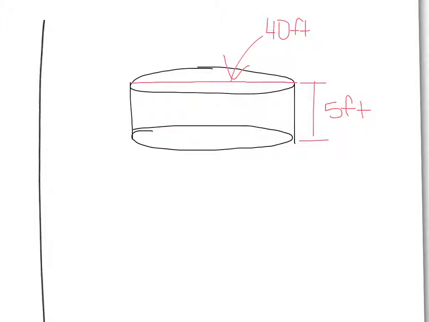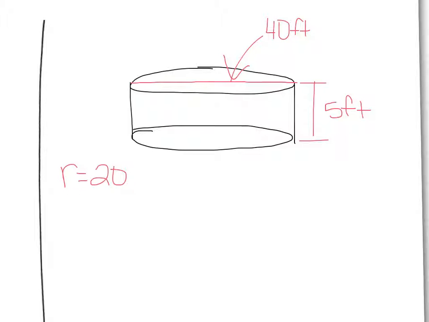Okay, I'm not given the radius, but I have to have the radius to find the volume. So how am I going to find the radius? Half of the diameter. I have the diameter. The diameter is 40. I know that the radius is half of the diameter. So if my diameter is 40, what is my radius?